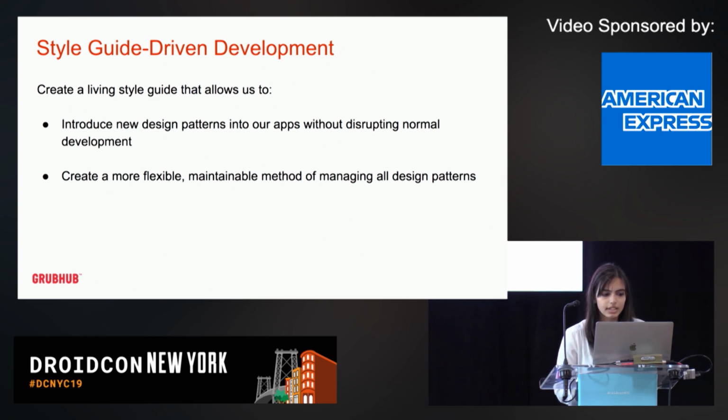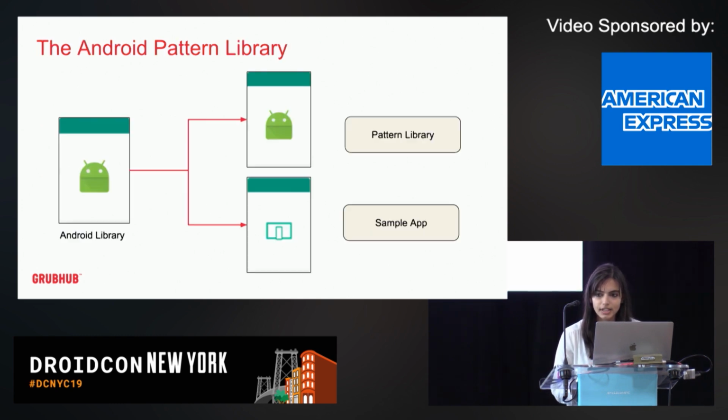Now, style guide driven development isn't something new. It's been around for a while, but it's much more well established for web development. So if you've ever worked within React, there's lots of tools that help support it, such as Storybook.js, but none of those tools exist for native mobile development. So rather than letting that stop us, or find another solution, we decided to instead leverage those principles and build our own solution in-house. And so what that led us to is something we like to call the Android Pattern Library.